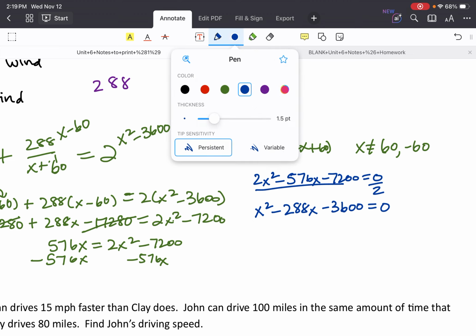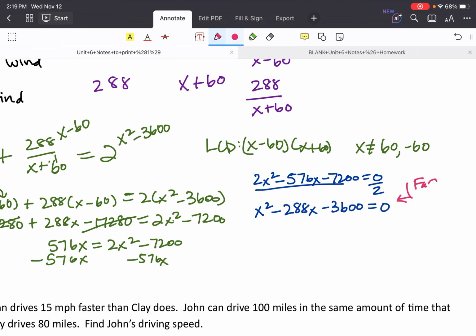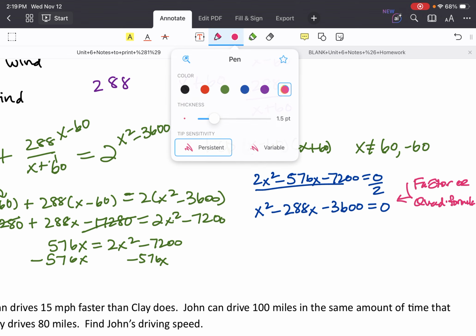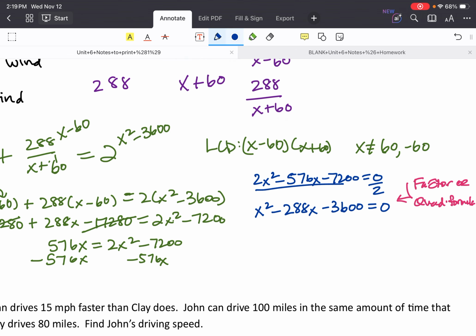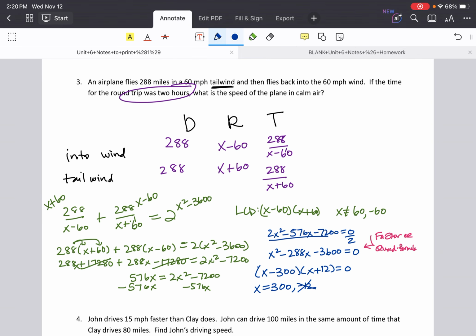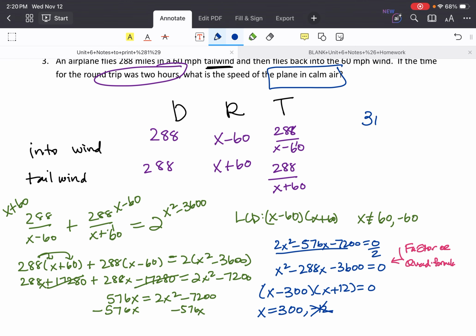Okay, so here I have a choice. I can factor this, or I can use the quadratic formula. So when you get to your homework, you can choose either. I'm going to factor it because I already figured out the numbers. So I'm going to get x minus 300 and x plus 12 is equal to 0. So my answer is x equals 300 or negative 12. Well, I'm not going negative 12 miles per hour in my plane. It wants the speed of the plane in calm air. The plane is going 300 miles per hour.